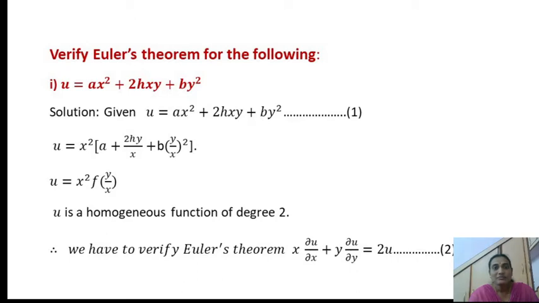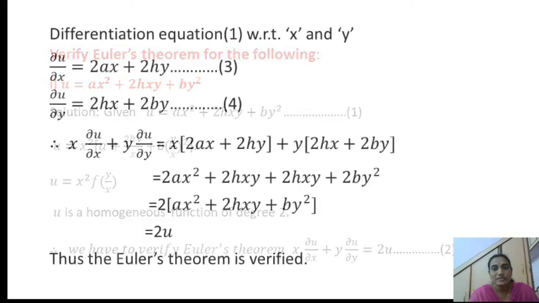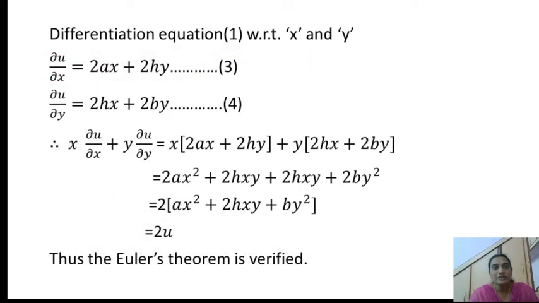Okay, now we have to verify Euler's theorem for this function, that is x into ∂u/∂x plus y into ∂u/∂y is equal to 2 into u. Call this equation number 2. Now differentiating equation 1 with respect to x, we get ∂u/∂x is equal to 2ax plus 2hy. Call this equation number 3. Similarly, differentiating equation 1 with respect to y, we get ∂u/∂y is equal to 2hx plus 2by. Call this equation number 4.